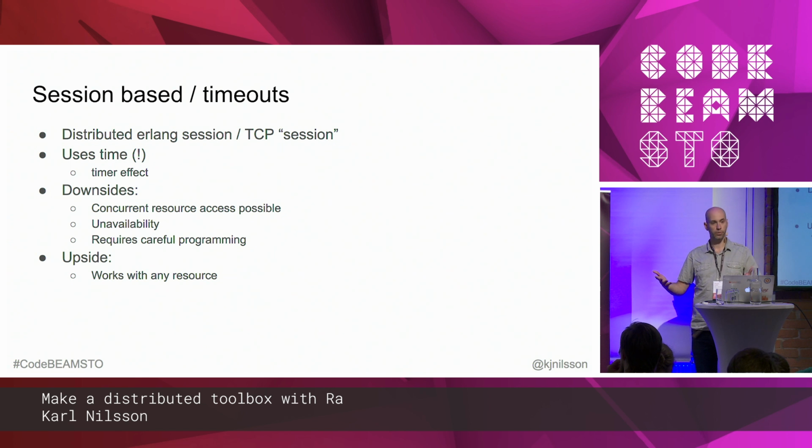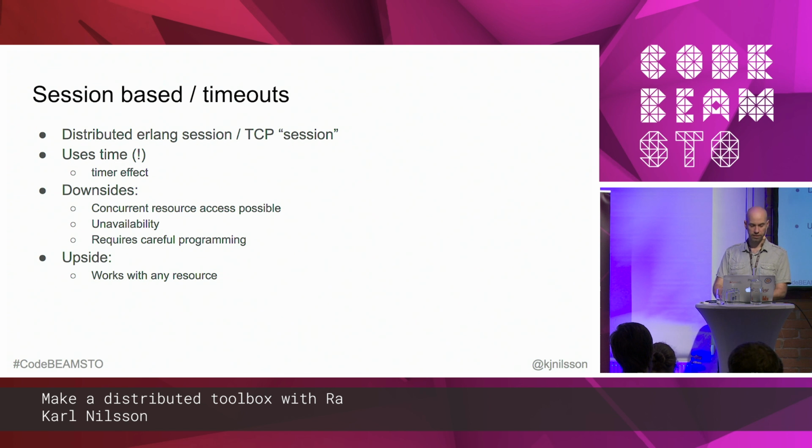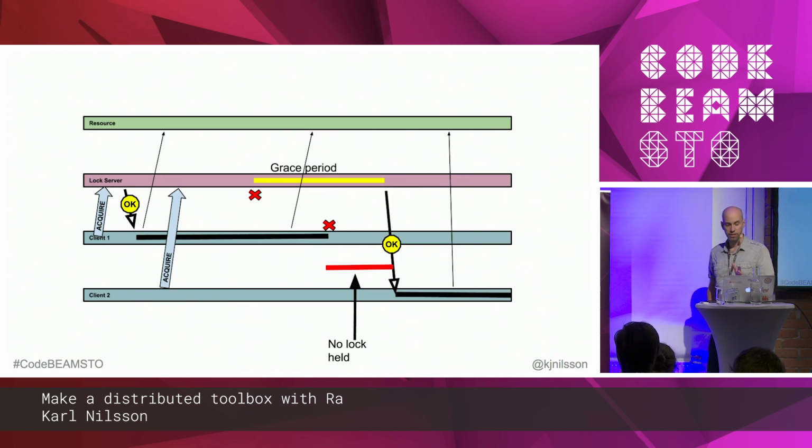So if you've got potential lock holders, they might not get the lock for some time because you have to give things a little bit of time to work. So let's look at some examples for that. The upside is that it works with any resource, which is obviously very handy and very useful. Same setup. Client 1 wants to acquire the lock. It gets the lock. It doesn't get a fencing token this time. It just gets an OK.